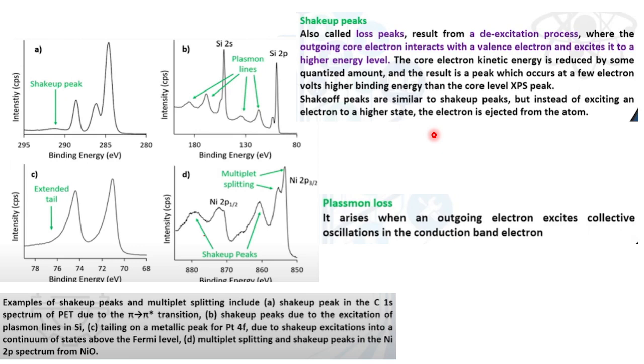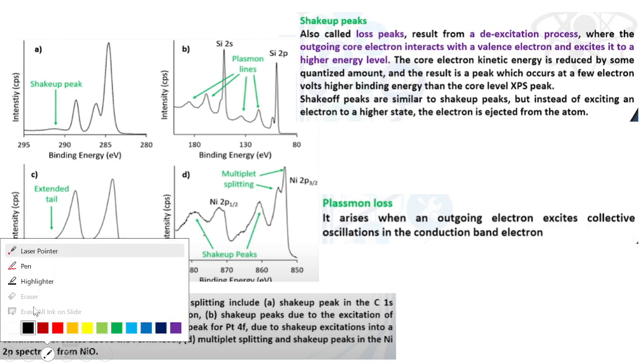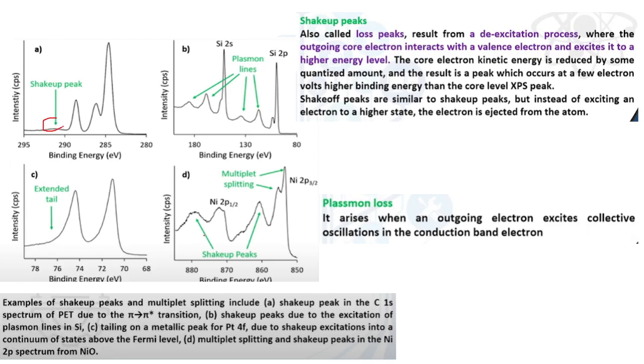peak. So shake-off peaks are similar to shake-up peaks, but instead of exciting an electron to a higher level, the electron is ejected from the atom. These are very small intensity peaks. This is the shake-up peak. These are the shake-up peaks. So when an electron from a specific depth is coming out to the surface, it interacts with the valence electron, and that way it can excite that electron to a higher binding energy.